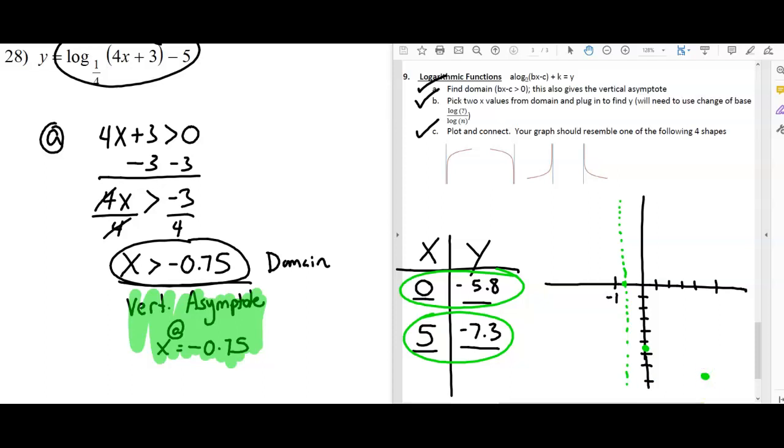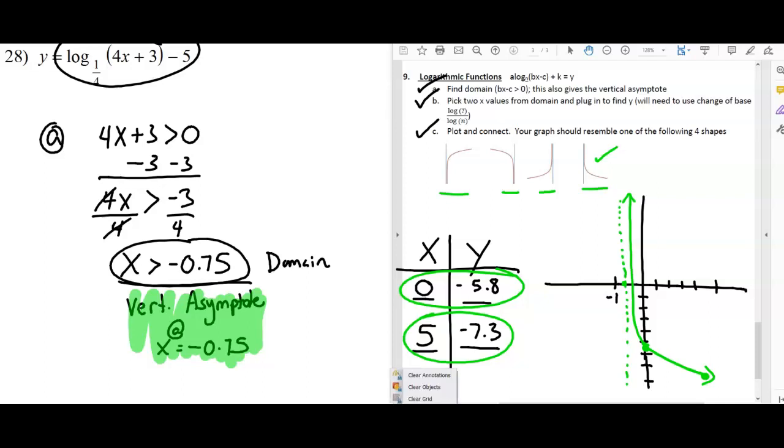And it's got to be one of these shapes. So which of these shapes could I connect these dots with and end up with it getting flat against the asymptote? Well, it'd have to go like this. So it looks mostly like that one there. But there's our final answer for that.